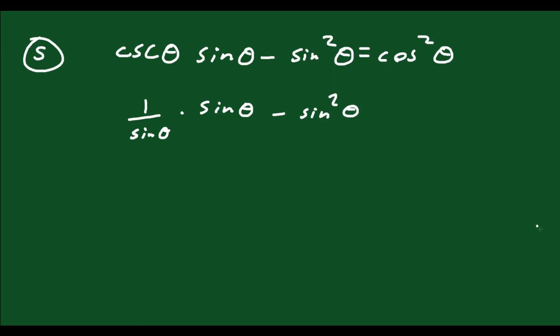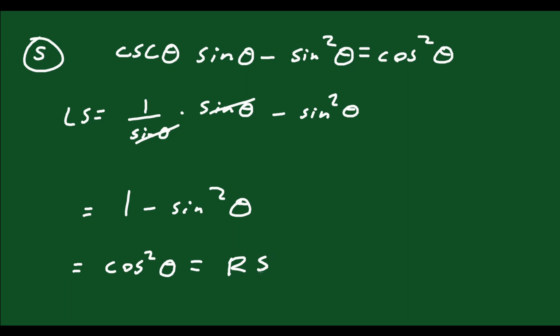So I'll actually just say this is my left side. These are going to cancel, and you're left with 1 minus sine squared theta. Well, remember Pythagorean identity, that's equal to cos squared theta, which is equal to my right side, right? And you're all done. So again, look for familiar identities. When I see this, I say that looks familiar, and sure enough it is. It's your Pythagorean identity, right? Or half of it anyway. Cos squared is what it's equal to.